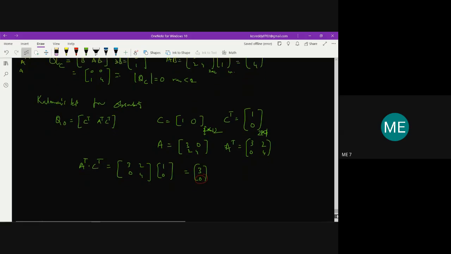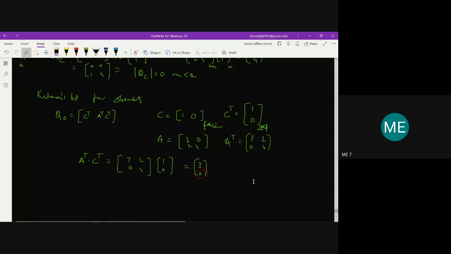So this is about the Kalman test. You try the Gilbert test for controllability and observability. Today we'll end with this problem, and tomorrow we'll continue.